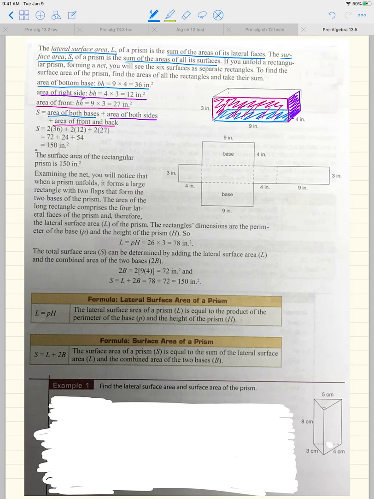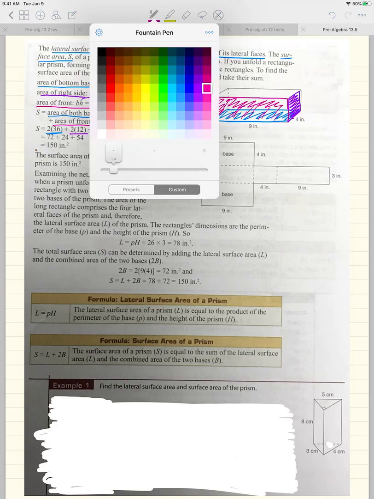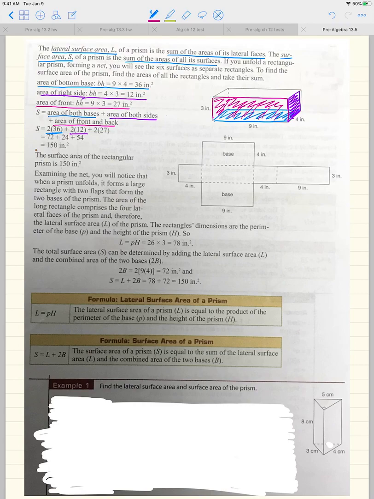Now, there's 2 bases, so it's 2 times 36. There are 2 sides, 2 times 12, and of course, there are 2 front and back. Okay, there's the front and the back. So 2 times 27. So the total surface area of this whole rectangular prism is 150 inches squared.